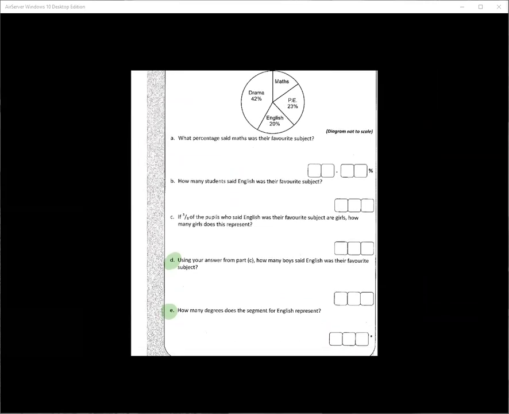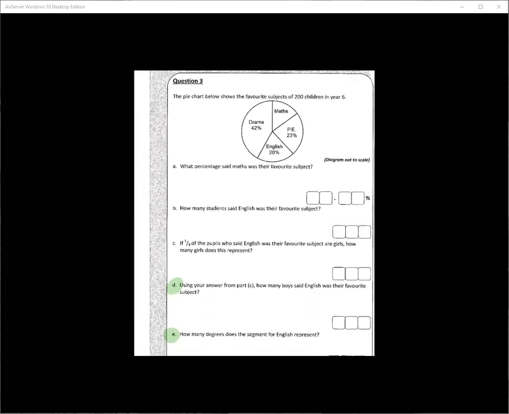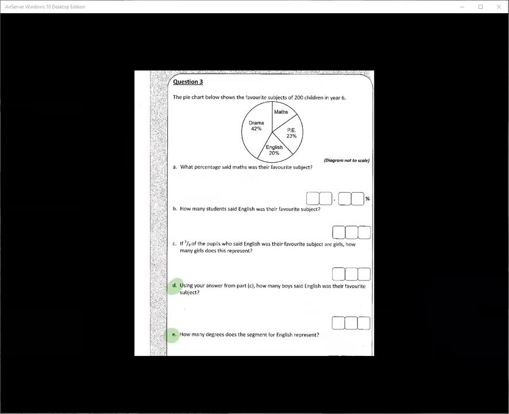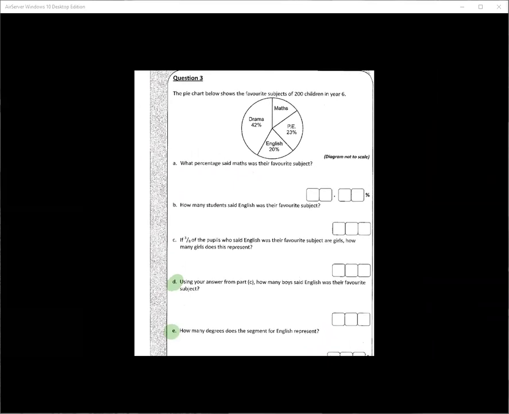Okay, now in order for us to do the bottom part of the questions D and E, I need to quickly backfill some answers in. So question 3A, I'm just going to quickly put in the answers, just in case we need to refer to them. So question 3B, question 3C, and now we can start with question 3D.